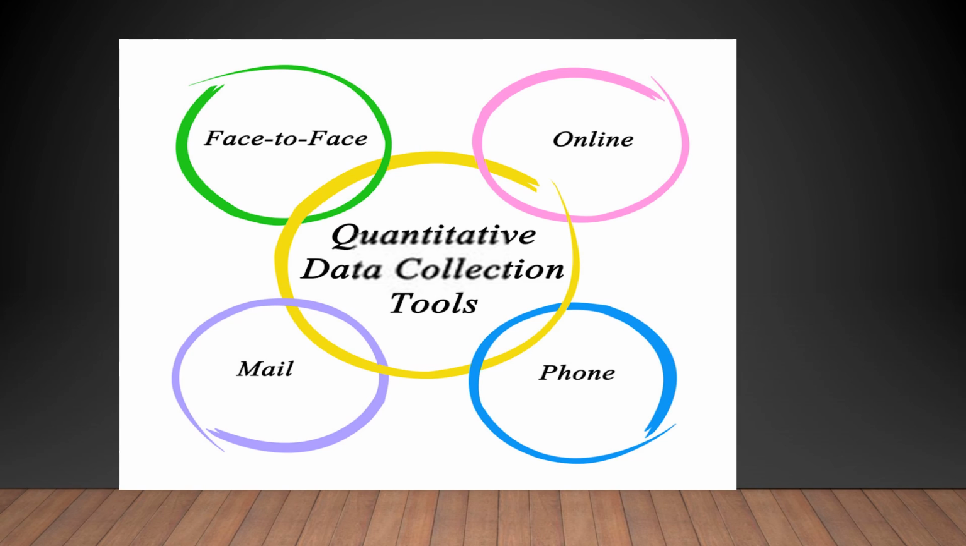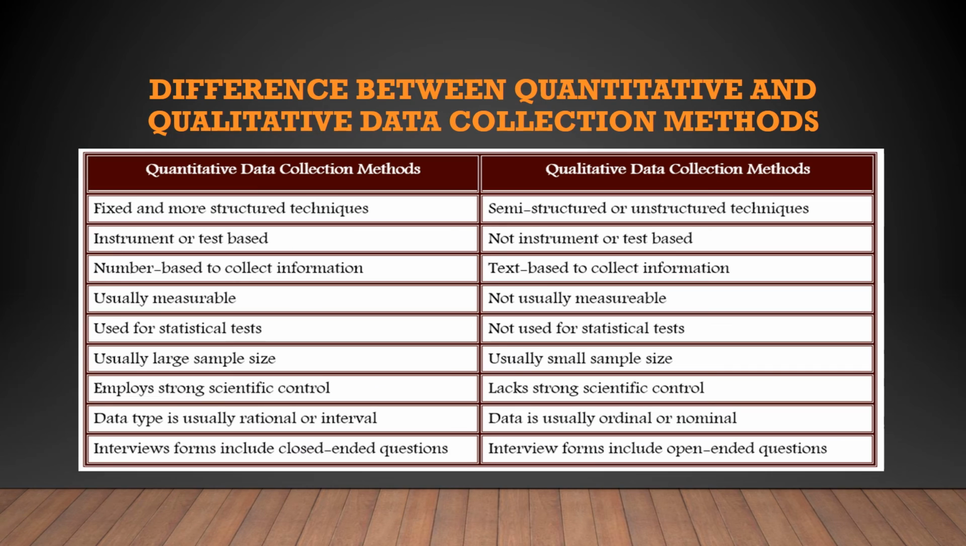When we talk about quantitative data collection tools, this is again face-to-face, online, on phone, and by mail. In quantitative data collection, we basically administer questionnaires. Now the difference between quantitative and qualitative data collection methods. Quantitative data collection methods are basically fixed and more structured techniques, whereas qualitative is semi-structured and unstructured. The instruments are test-based, and in qualitative data collection, no instruments are test-based.